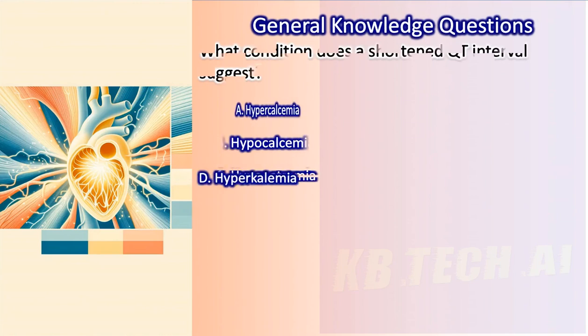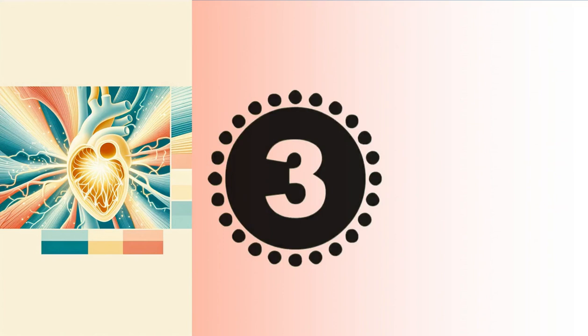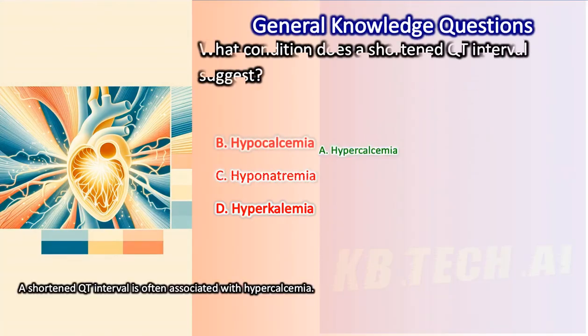What condition does a shortened QT interval suggest? Option 1, hypercalcemia. Option 2, hypocalcemia. Option 3, hyponatremia. Option 4, hyperkalemia. The answer is option 1, hypercalcemia.